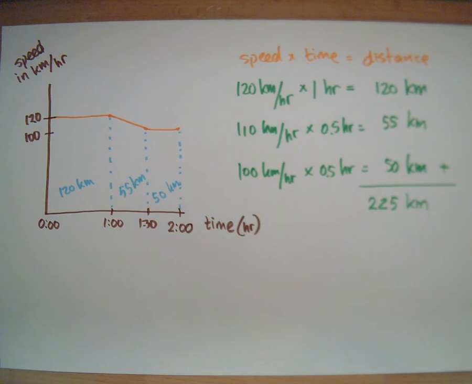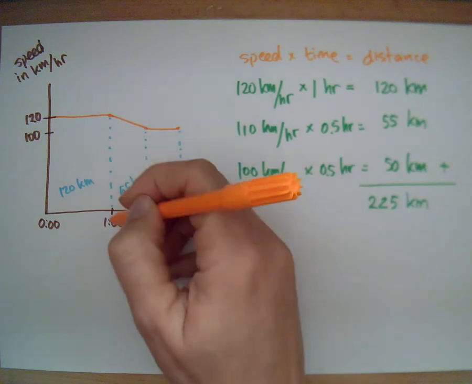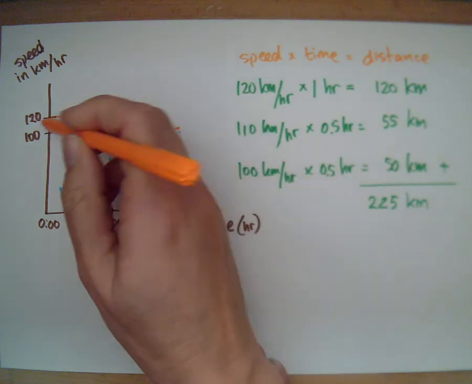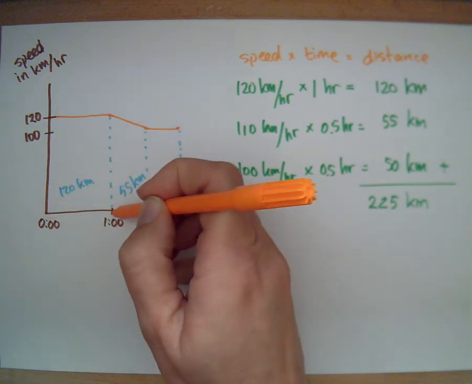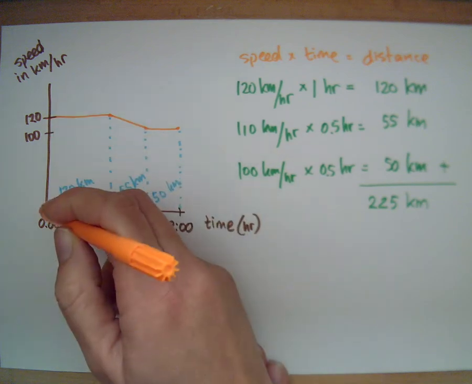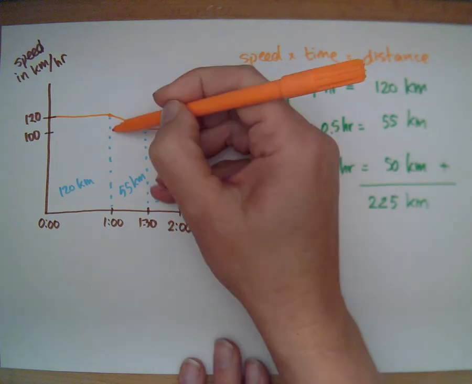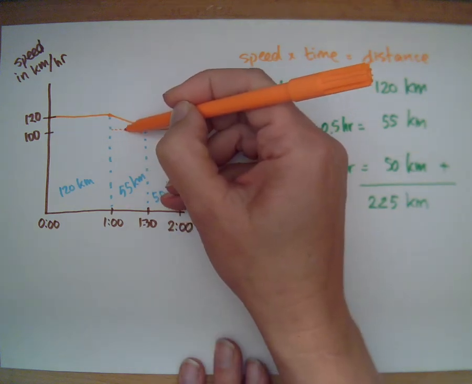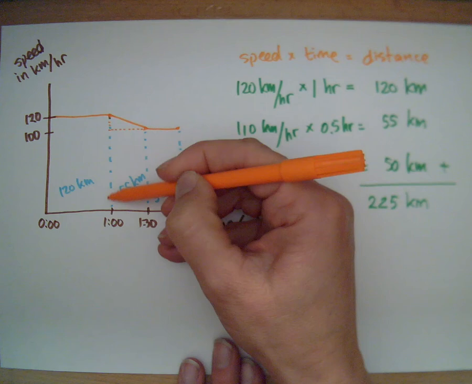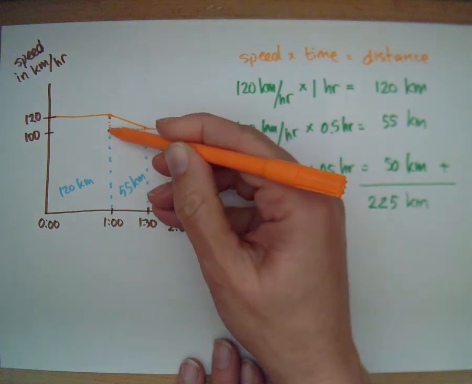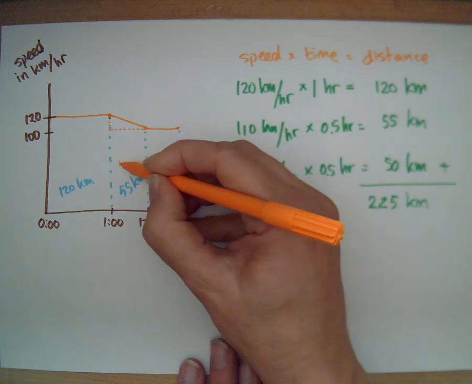And as you can see, that was actually calculating the area of these separate sections. Here, I did 120, which is the height. The width is an hour. 120 times 1 is 120. Here, of course, if you want to cut it up like that, the area of this rectangle would be 100 times a half, which is 50.